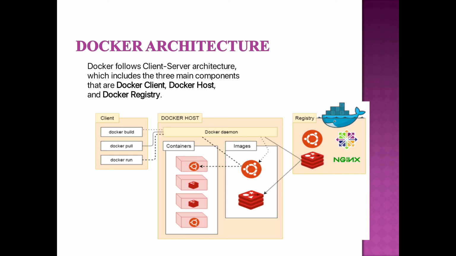Coming to the second component, that is the Docker host. The second major component is the Docker host. What is the main functionality of this Docker host? The main functionality of the Docker host is that it is used to provide an environment to execute and run the applications. Mainly, this Docker host provides an environment to execute and run the applications.